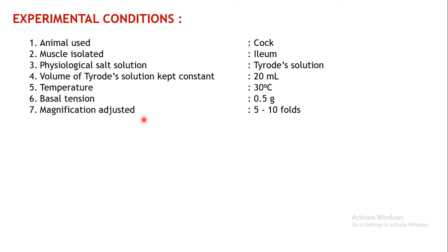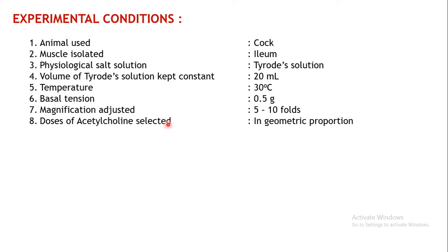Magnification value, in the sense of your lever, is the ratio of the distance between the fulcrum and the writing point to the distance between the fulcrum and the point of attachment of the tissue. So roughly it should be 5 to 10 fold to magnify your response, because the amount of contraction will be very, very small. It should be visible on your kymograph paper, so you need to magnify the responses. This is the magnification which is supposed to be selected.